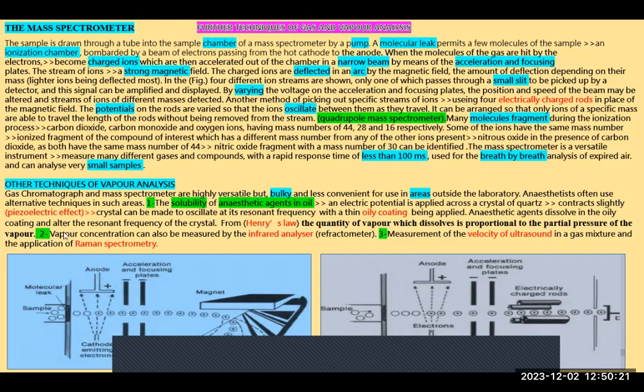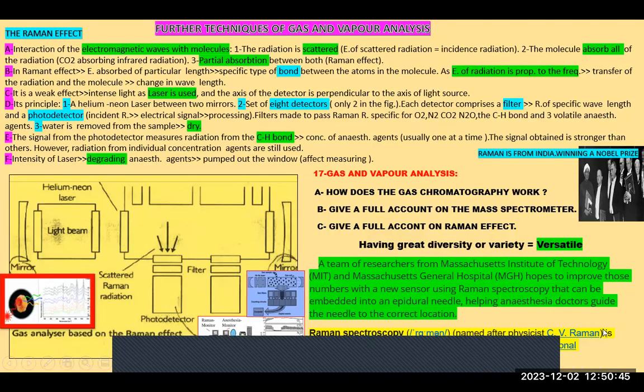The second thing is the infrared analyzer, as we said before, and the refractometer, where carbon dioxide was being examined. And we also use the velocity of ultrasound in different types of gases. This change in the velocity can identify the type of the gas. So these are the other techniques of gas and vapor analysis.